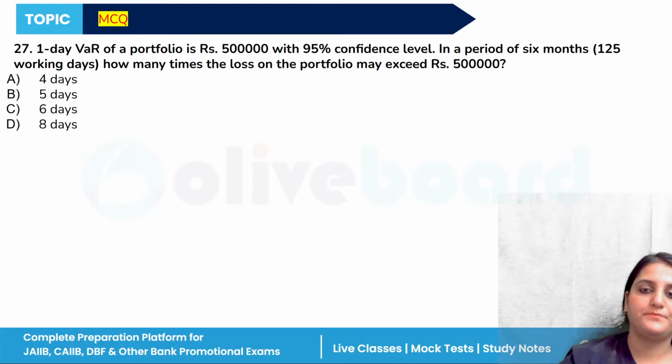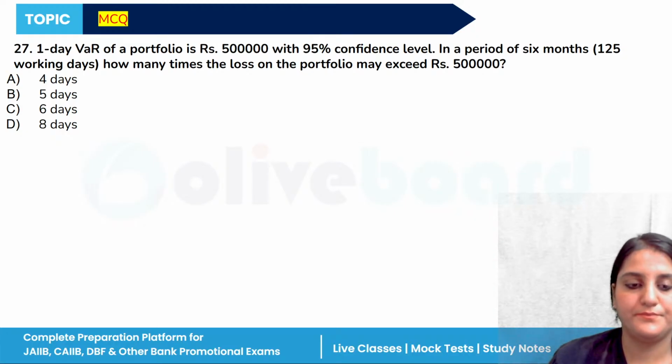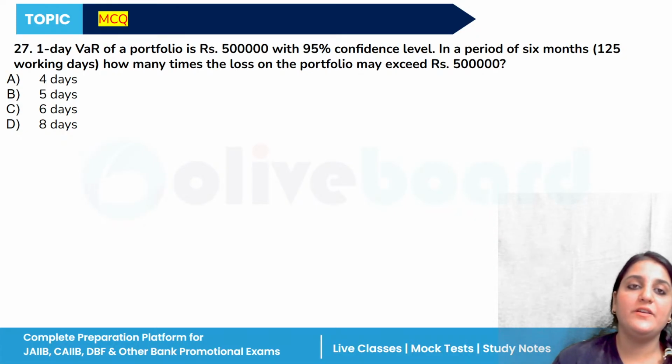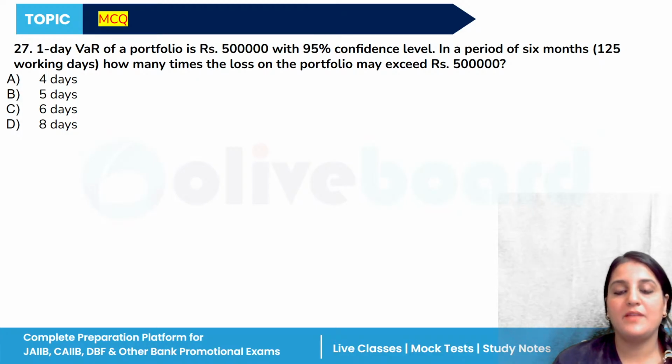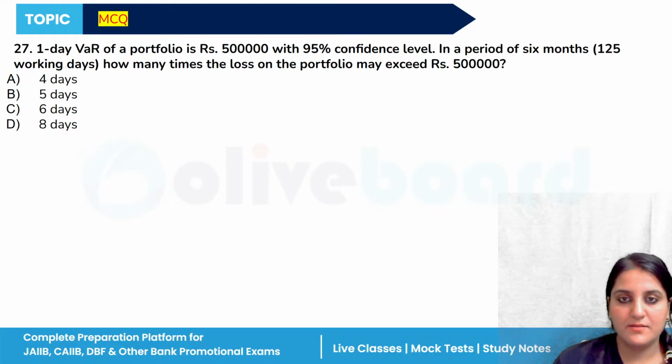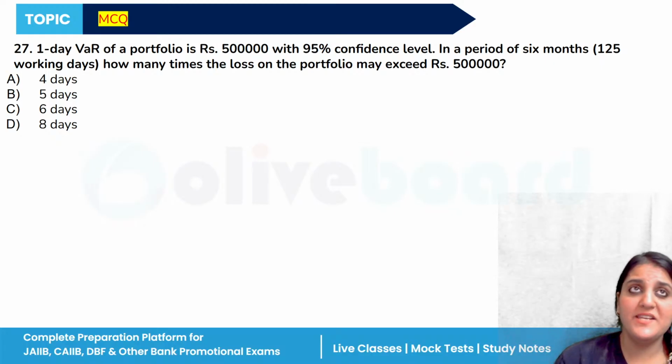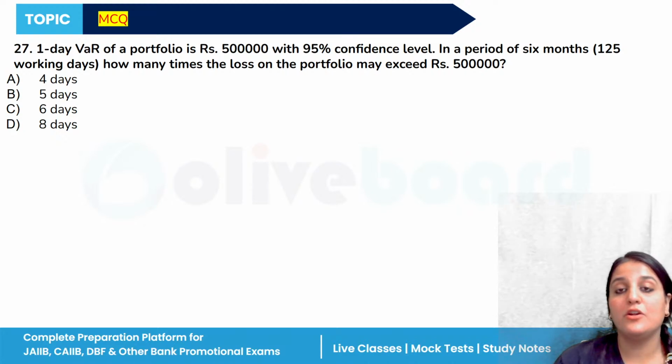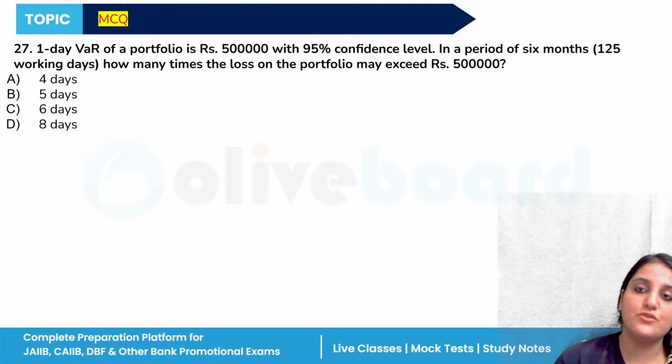Next question. The one day value at risk of a portfolio is rupees 5 lakh with 95% confidence level, and in a period of 6 months, that is 125 working days, how many times may the loss on the portfolio exceed rupees 5 lakh?